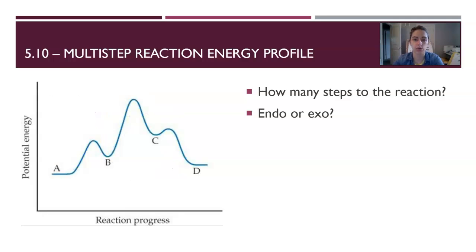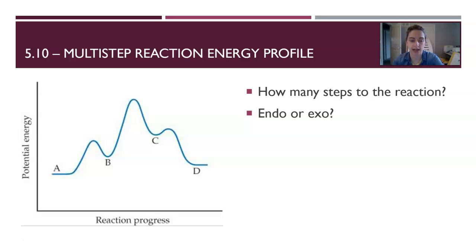So this particular reaction energy profile has a little bit less detail, but we can still gather some of the same information. So how many steps are there to the reaction? We have our reactants at point A, and we have our products at point D. And then there are three bumps in between, with two valleys between our reactants and products. So that means that this would be a three-step reaction.